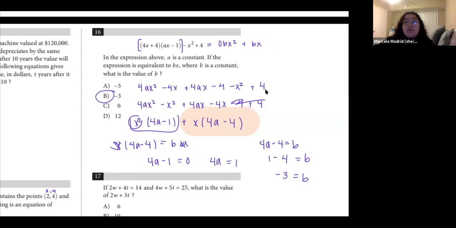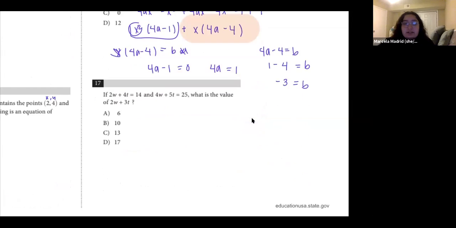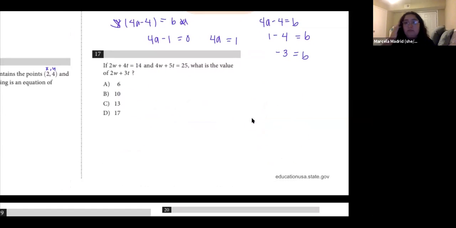And then did you, either one of y'all, did you get to do number 17? No, okay. Do you want time to do number 17? I could give you technically the amount of time.